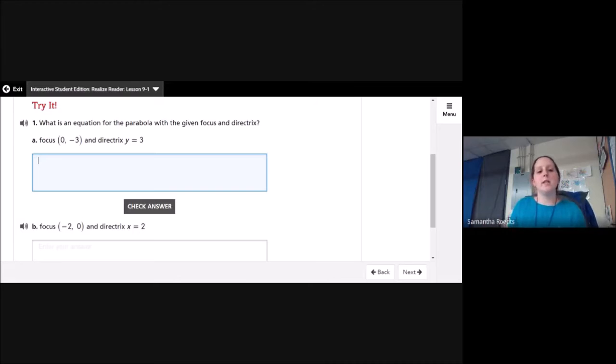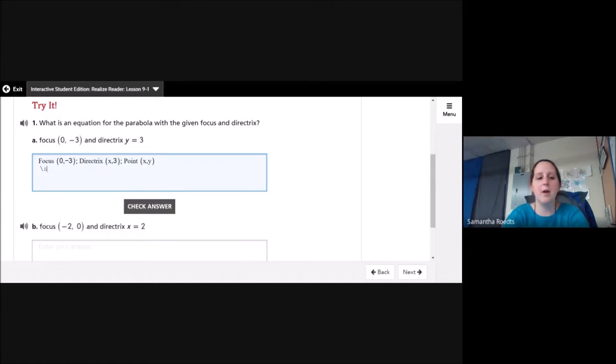All right, let's try it. What is an equation for the parabola with the given focus and directrix? Basically, I'm coming up with three points: my focus point, my directrix point, and the point (x, y). I'm going to use the distance formula to solve for my equation. My focus is (0, -3). My directrix is y equals 3, so I have (x, 3). And my other point is (x, y).